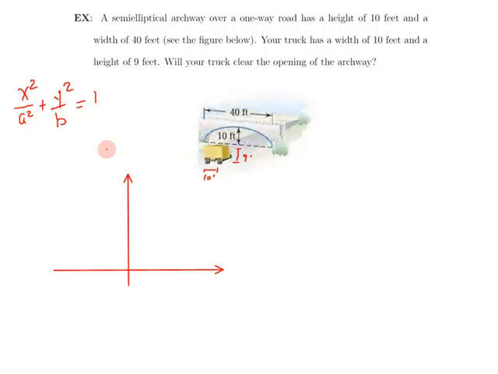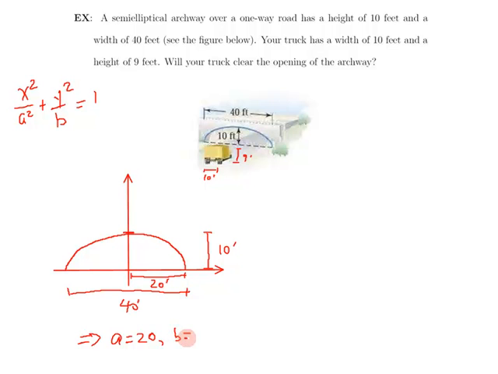So here's my tunnel. I'm told that this width here is 40 feet. So what's my x radius? Clearly that's going to be half of that, so that's 20 feet. Now the height would be the b, or the y radius, which happens to be 10 feet. I'll just put a dash there for feet. Which means a is 20 and b is 10.